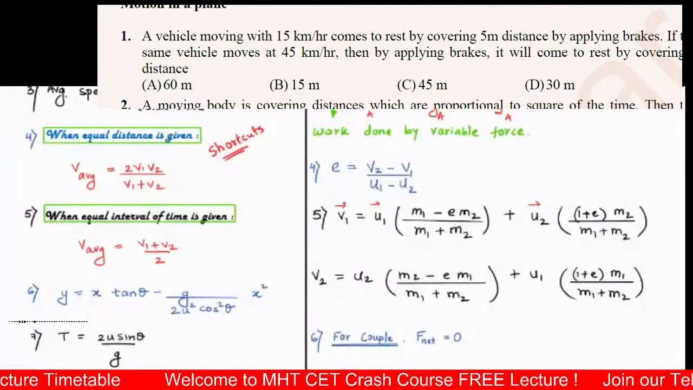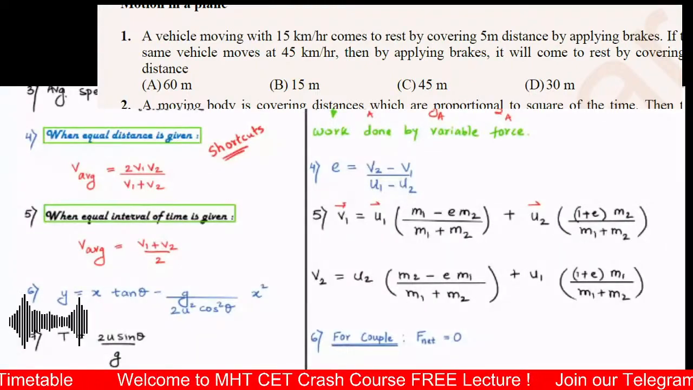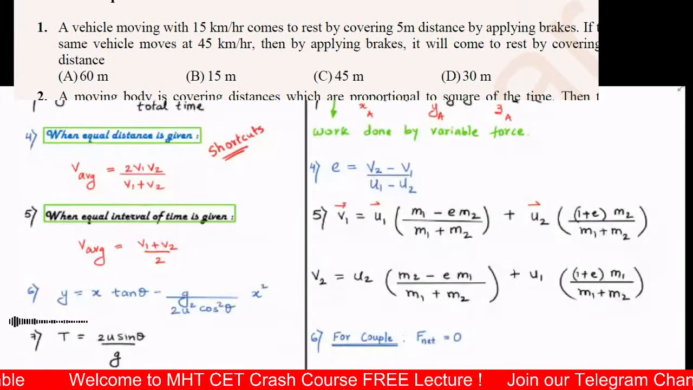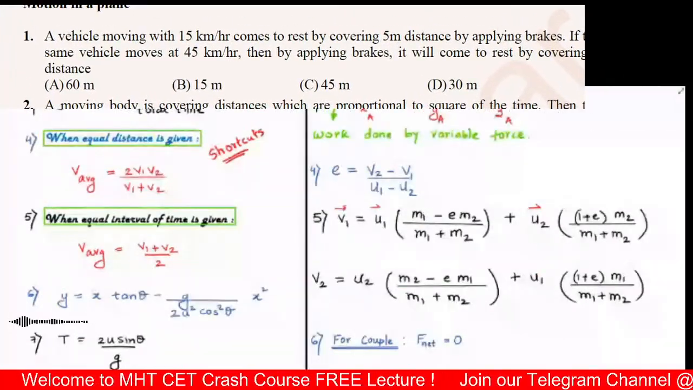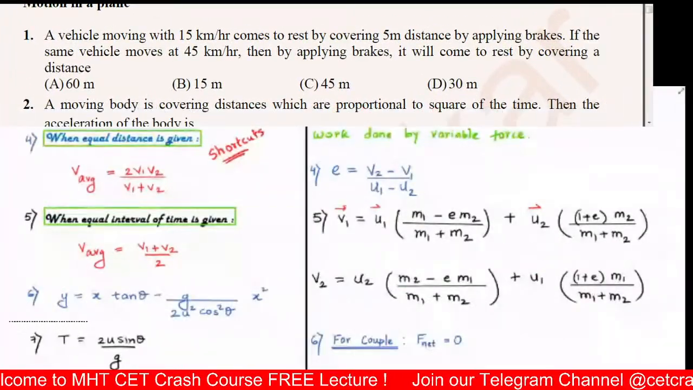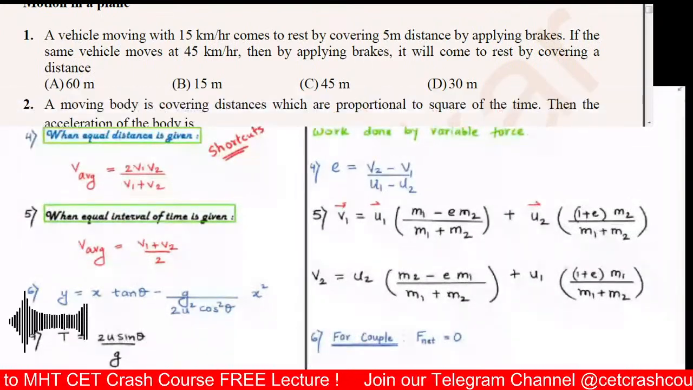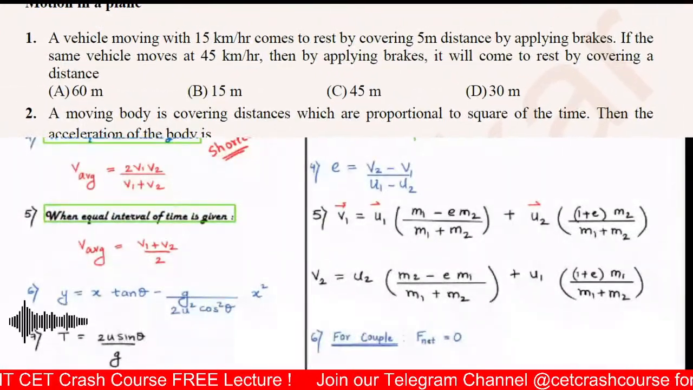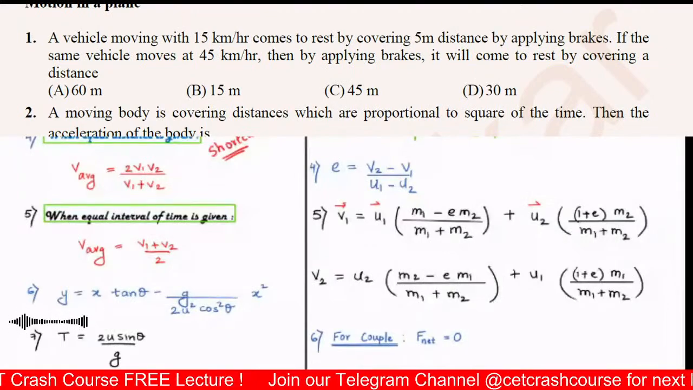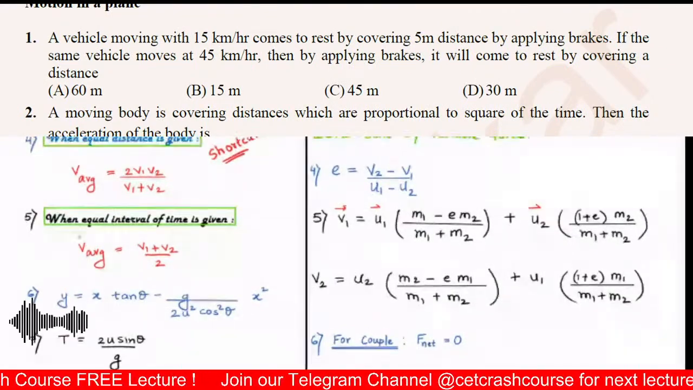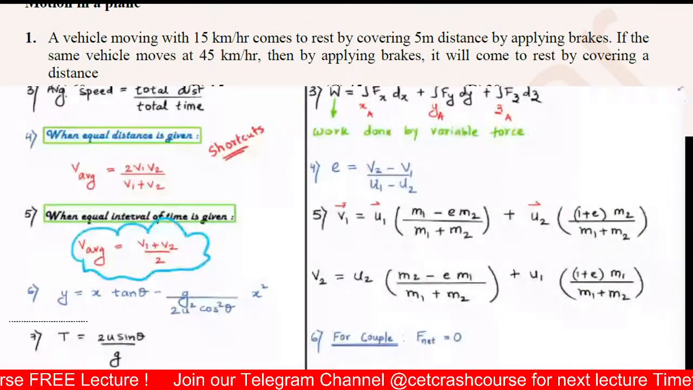Hour for 1 hour and moves with 100 kilometers per hour in the next 1 hour. So your time interval is the same, 1 hour each. In such a case, the average speed shortcut is given by this formula: V average is equal to V1 plus V2 upon 2. You can use this shortcut.